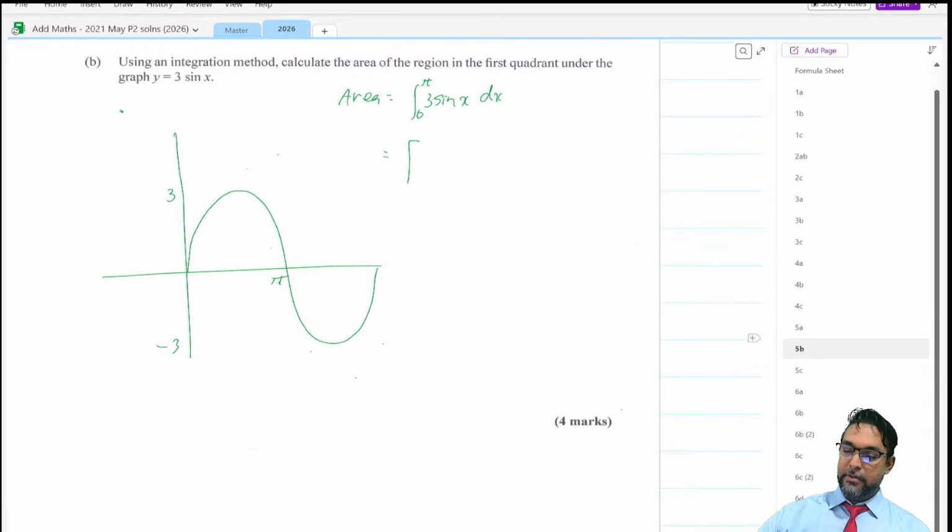So when you integrate 3 sine x, you're just going to get minus 3 cos x plus c. The thing is, how would I know to code with this stupid sign? Well, because it said the area of the region in the first quadrant. I would have understood what to do, but I don't know the curve, so I would have still gone there.